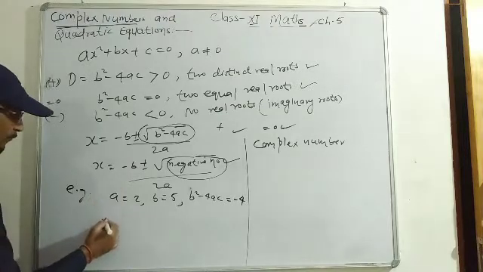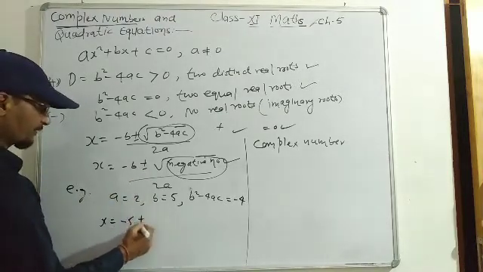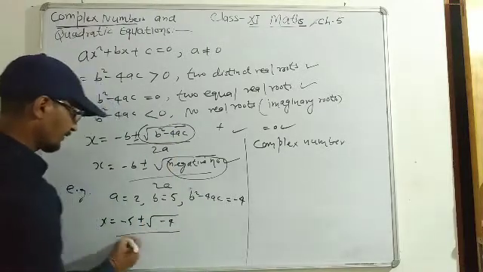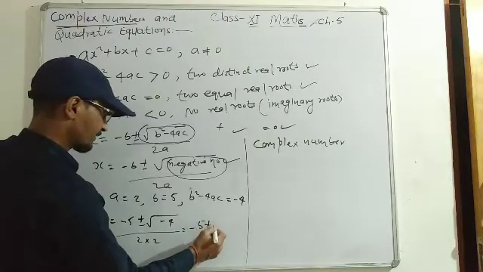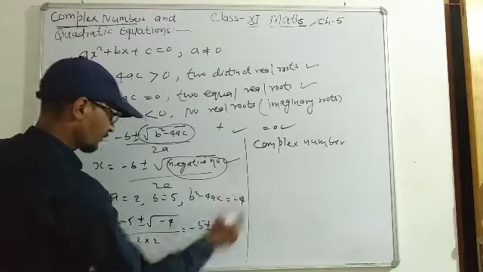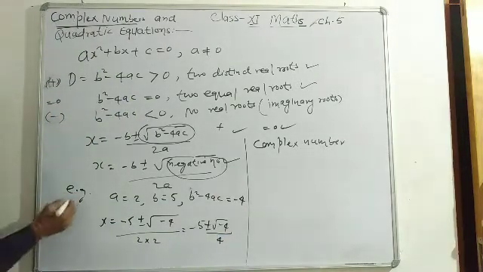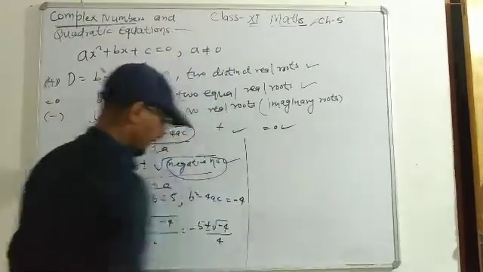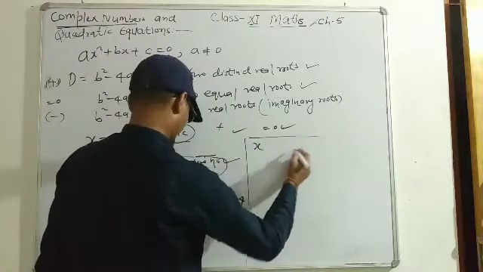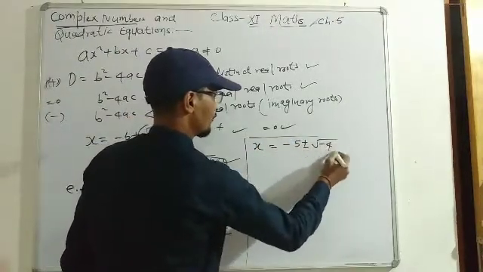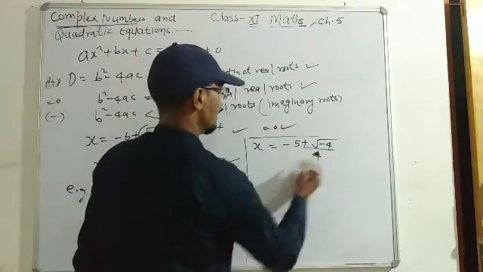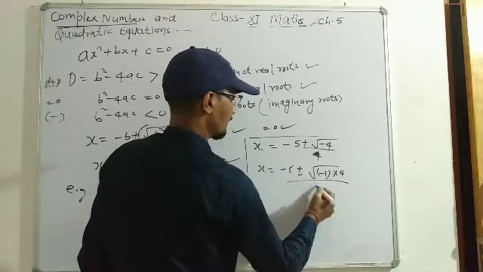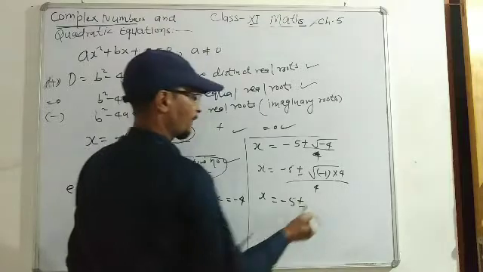If we put this in the formula, x is equal to minus 5 plus minus under root minus 4, divided by 2 into a, which is 2. So x is minus 5 plus minus root of minus 4, by 4. In real numbers this cannot be found, so we must use a complex number. We can write minus 4 as minus 1 into 4, so x is equal to minus 5 plus minus root of minus 1 times 4, by 4.